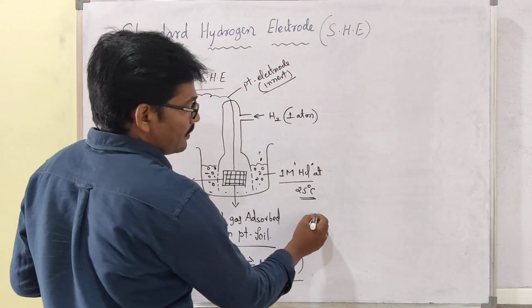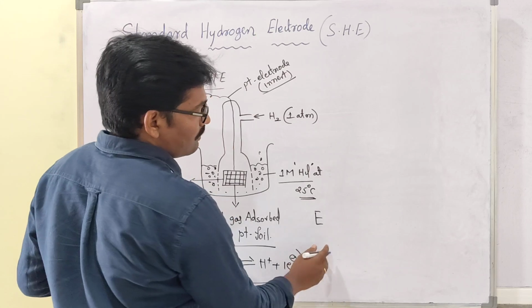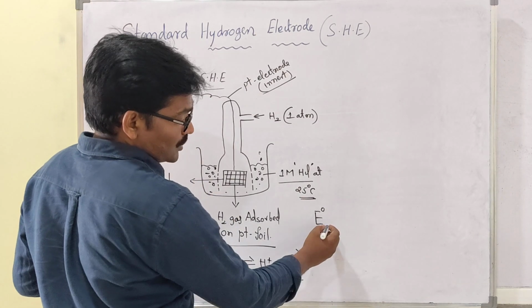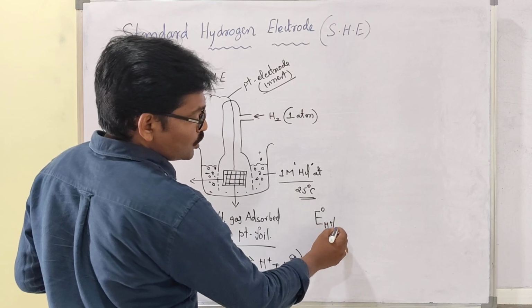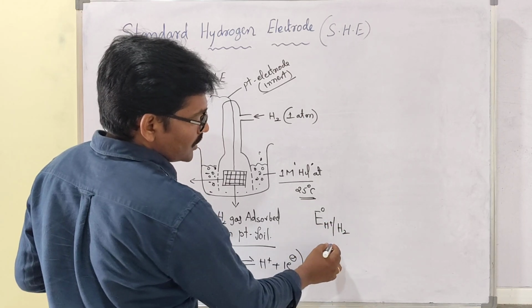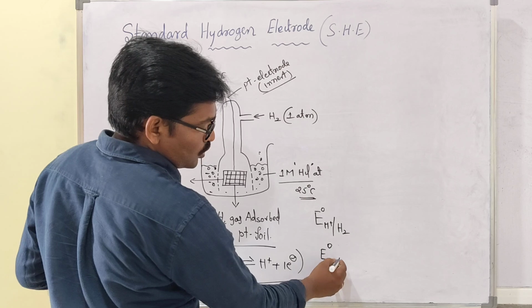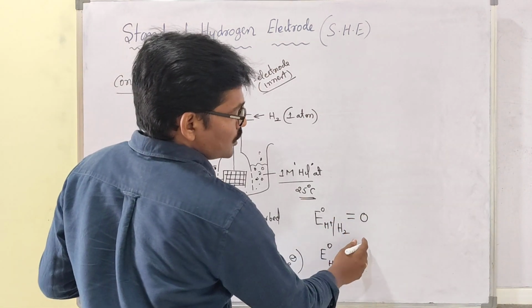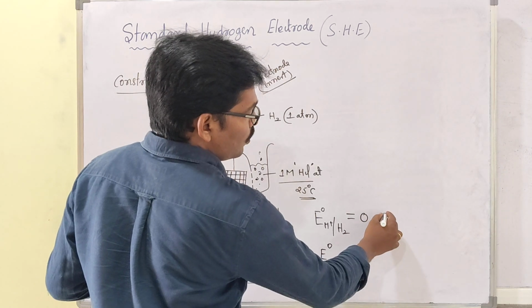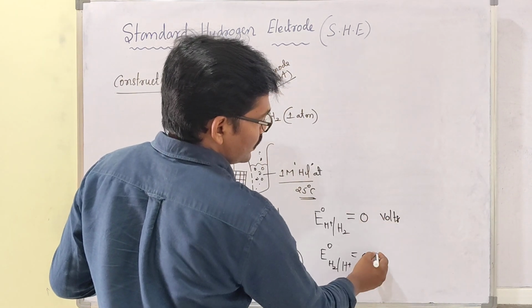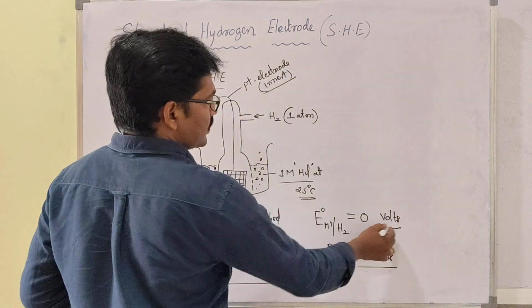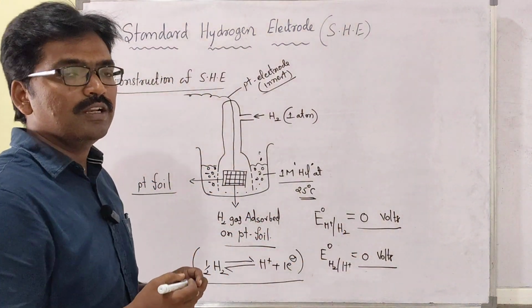That's what I told. Oxidation potential value as well as reduction potential value for this. Reduction is nothing but H plus ion to H2, and oxidation is nothing but H2 to H plus ion. Both values have to be assumed to be 0 volts. This is the construction of values.